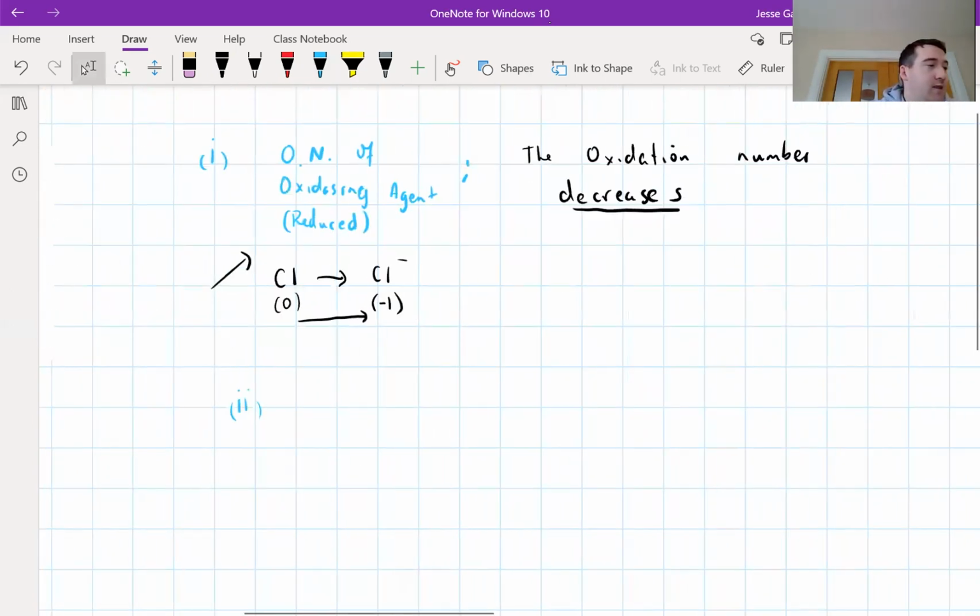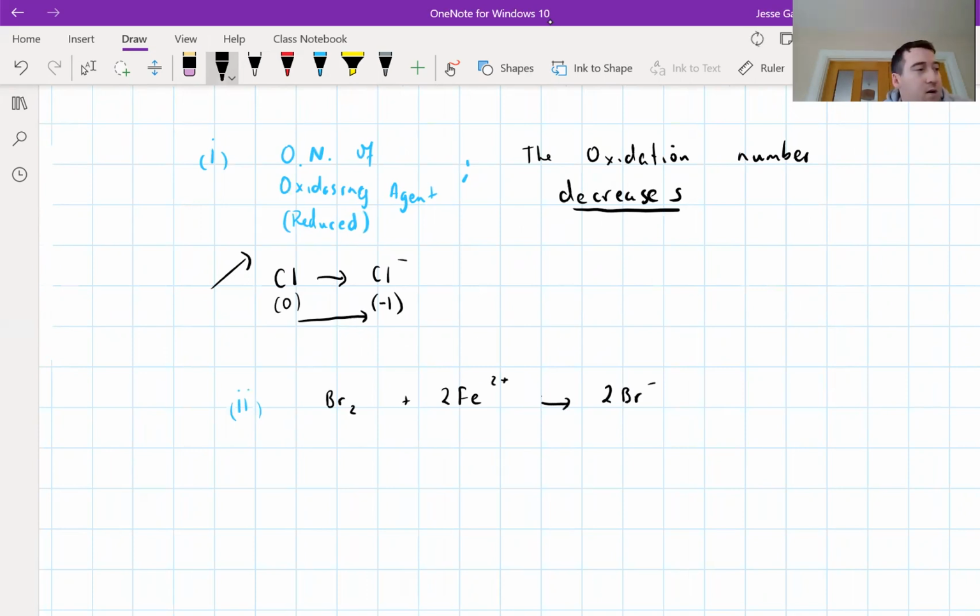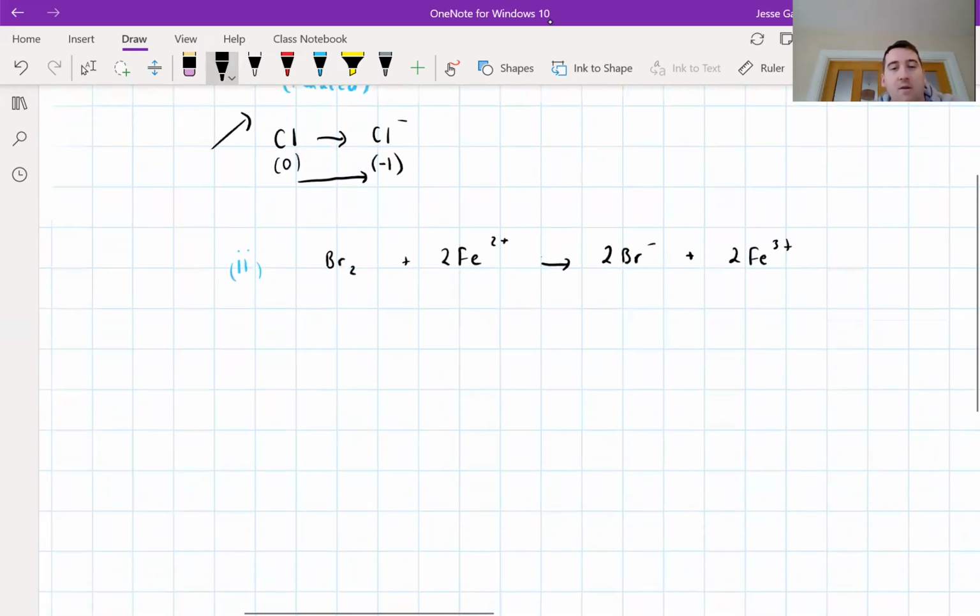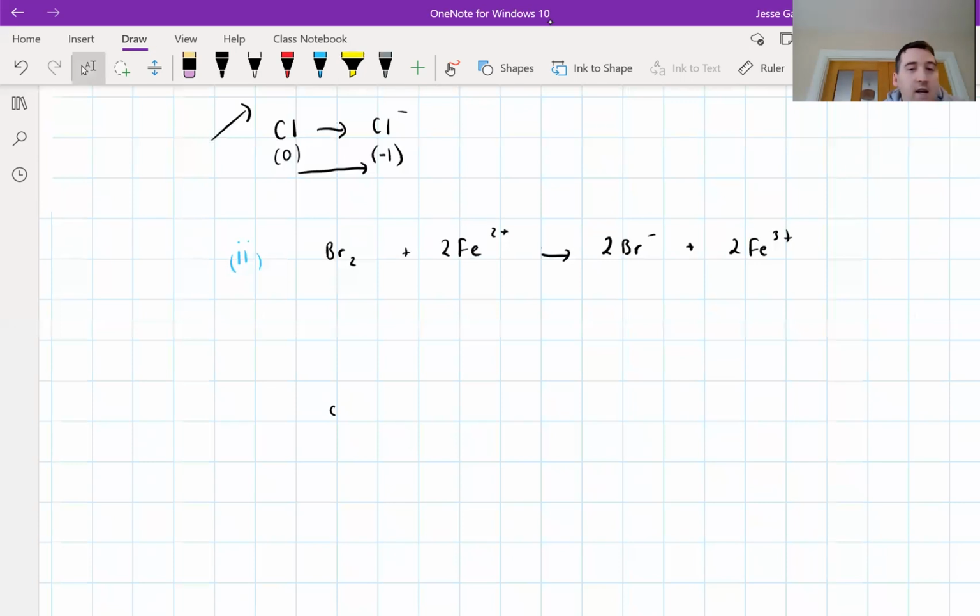Okay, so what you should have done is this here. You should have written Br2 plus 2Fe2+ give you 2Br- plus 2Fe3+. That's the first one. I'm going to leave a gap to the next one. It's Cl2 plus SO3 2- plus H2O react to give Cl- plus SO4 2- plus H+.